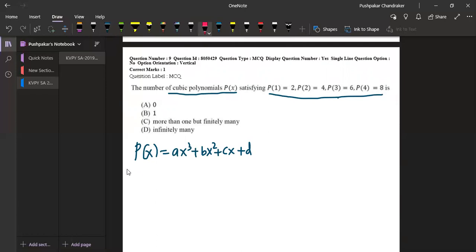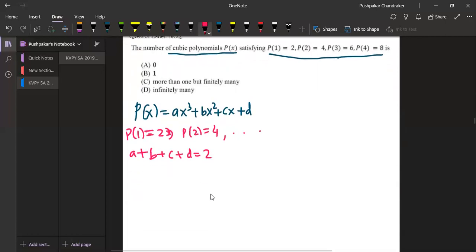So put P of 1. What is P of 1? P of 1 is equal to 2. Let us write properly. So to get 4 equations, P of 2 is also given, and so on. Okay? So we'll put x equals 1 here. So you get A plus B plus C plus D equals 2.